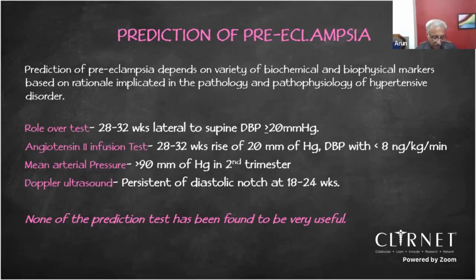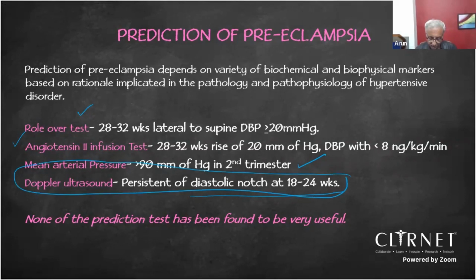Initially we were doing the rollover test. We were doing lateral to supine pressure. If there is an increase of diastolic blood pressure of more than 20 millimeters, this is what we were doing earlier. Angiotensin, these are theoretical things. Mean arterial pressure, if it is more than 90 millimeters of mercury in the second trimester, these patients are liable to develop PIH. And if there is persistence of the diastolic notch at 18 to 24 weeks, this is what we see on Doppler study. This is again a question which is asked.